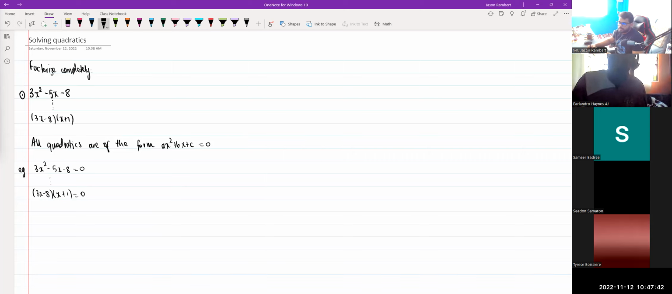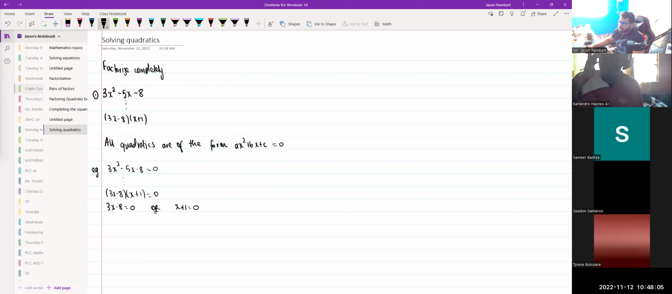After I factorize, and I have to put it equal to 0, all you have to do is put each bracket equal to 0. My first bracket is 3x minus 8 is 0. Always write the words "or" x plus 1 is equal to 0. And from here, we solve for the unknown.